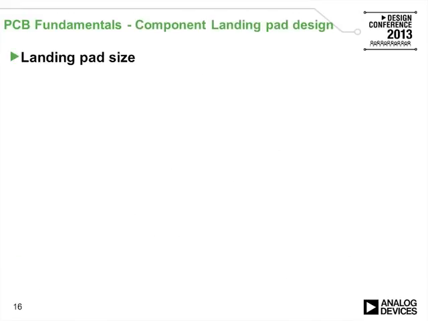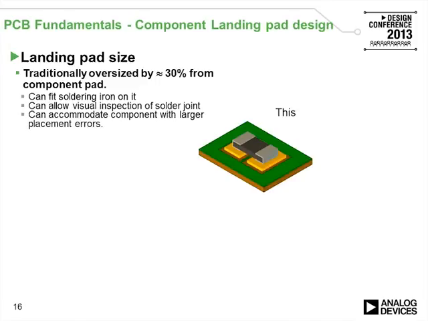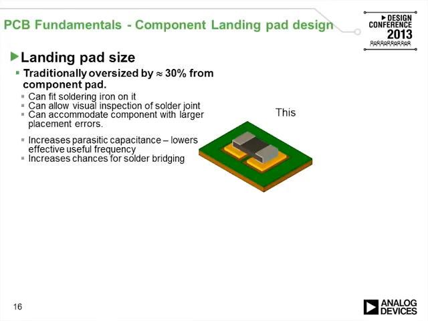Okay, moving on to PCB fundamentals, landing and pad design. First, we talk about the landing pad size. Each part requires a landing pad, and here is an example. Traditionally oversized by about 30% from the component pad. And the picture might look like what I'm showing. Some of the perceived advantages of oversized pads: can fit a soldering iron on it, can allow visual inspection of the solder joint, can accommodate components with larger placement error or components of the next size up. Disadvantages: increased parasitic capacitance, which lowers the effective useful frequency, increases the chance of solder bridging because the landing pads are too close to each other, and these require more board space.